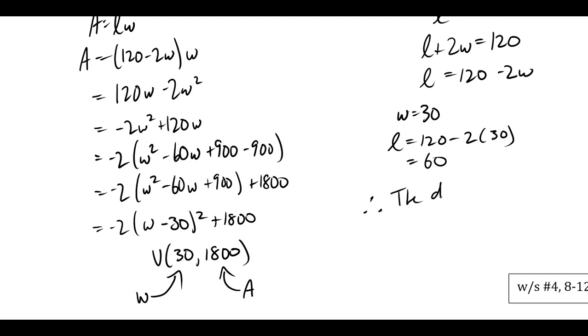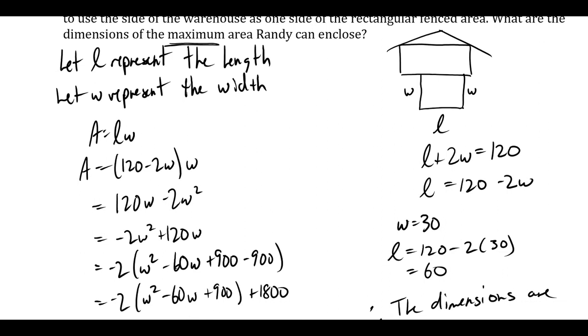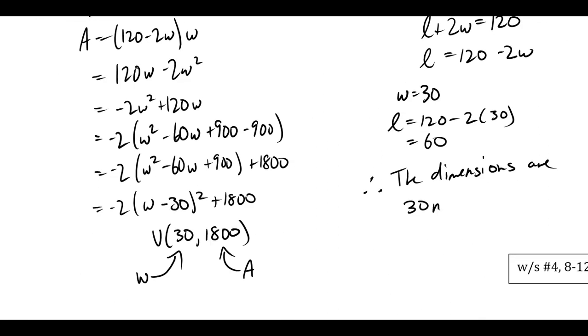Therefore, the dimensions are 30 meters by 60 meters. And if you do that on a calculator, the area of 30 by 60 is 1800. So there's your maximum area. And that could be a little check to make sure that that makes sense.